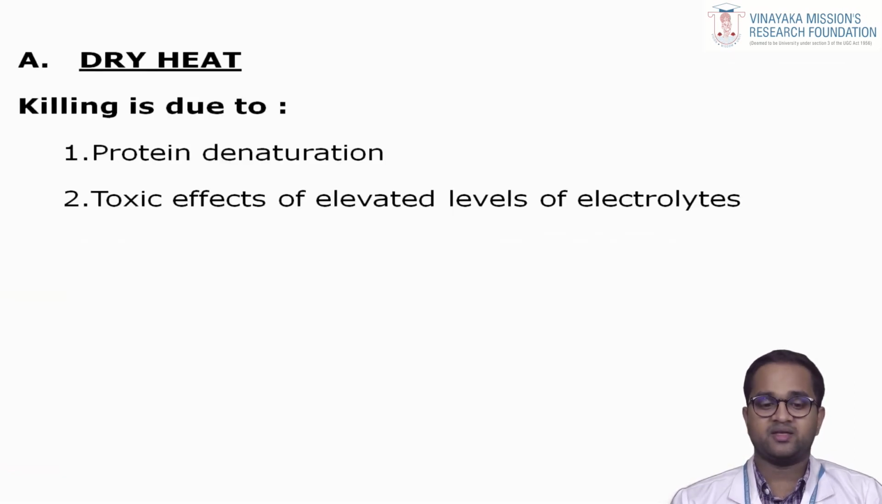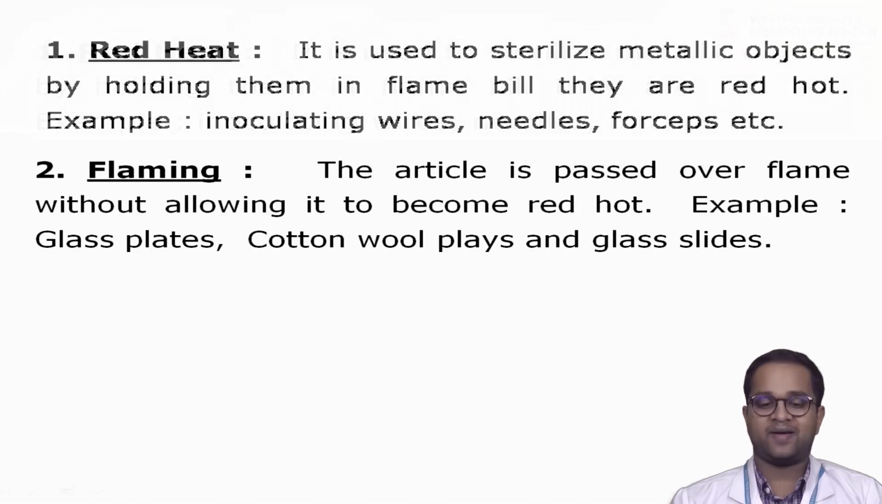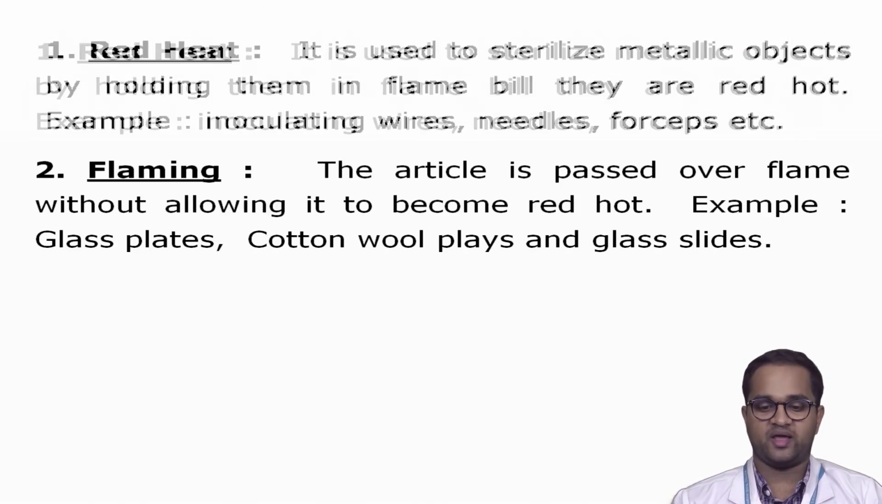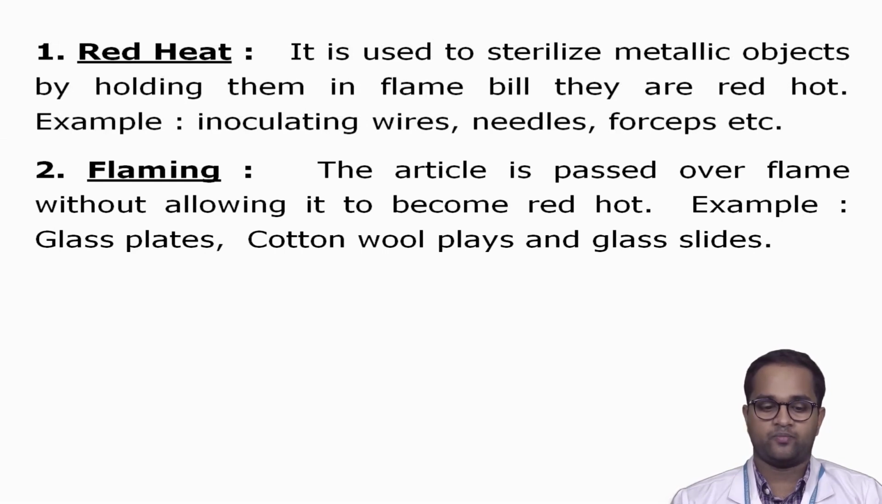For dry heat, killing is due to the protein denaturation and the toxic effects of elevated levels of electrolytes. For red heat, it is used to sterilize metallic objects by holding them in flame till they are red hot. Example, inoculating wires, needles, forceps, etc. can be sterilized this way. Flaming, the article is placed over a flame without allowing it to become red hot. That is the main difference between both. The example is glass plates, cotton wool and glass slides.